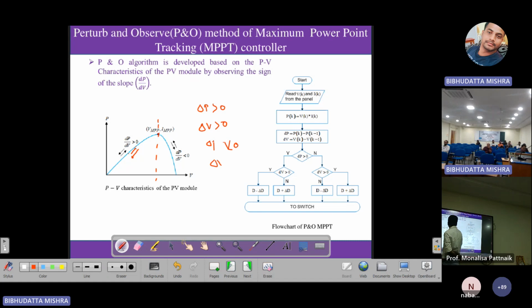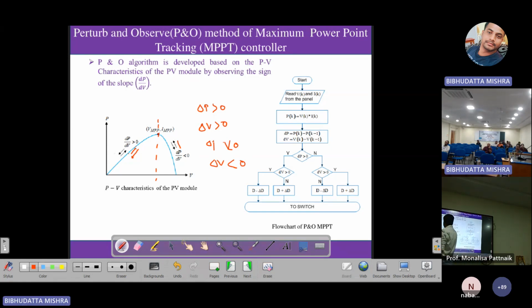And your del V is also less than 0. So both are negative, so again the slope is positive. So on the left hand side the slope is always positive. This is one point. And on the right hand side the slope is always negative. Okay. So that also you can check from these 2 points, because there are only 4 possibilities. Either you can go in the right direction or the wrong direction from the left hand side, or from the right hand side also you can go in the correct direction or the wrong direction.